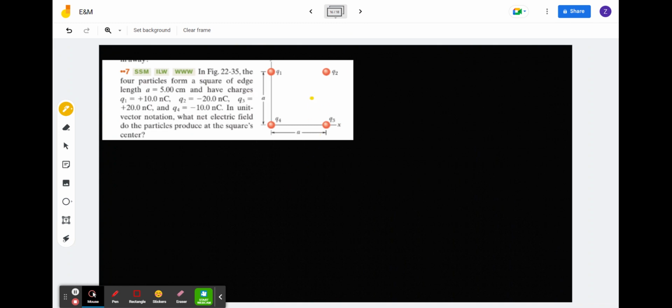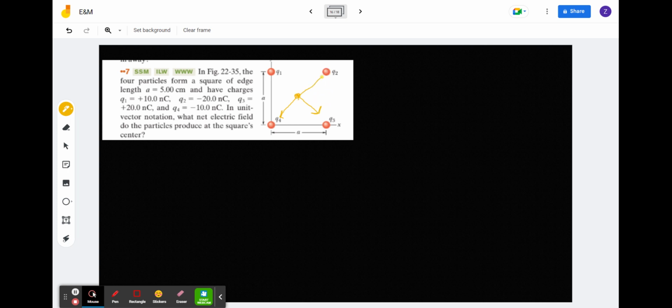In the figure, the four particles form a square of edge length 5 centimeters and charges 10 nanocoulombs, negative 20 nanocoulombs, 20 nanocoulombs, and negative 10 nanocoulombs. What is the net electric field at the center of the square? So this question has to do with the superposition of electric fields. What that means is here, the electric field from Q4, it's negative, so it's going to be pointing this way with a certain magnitude. Q1 is positive, so we get a vector here with a certain magnitude and direction.